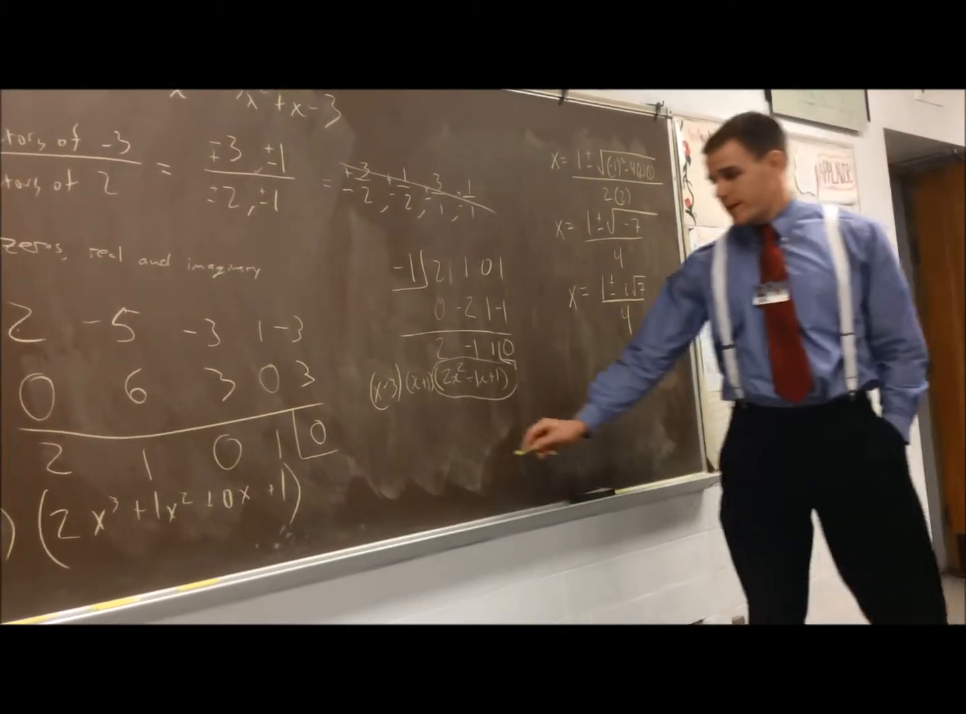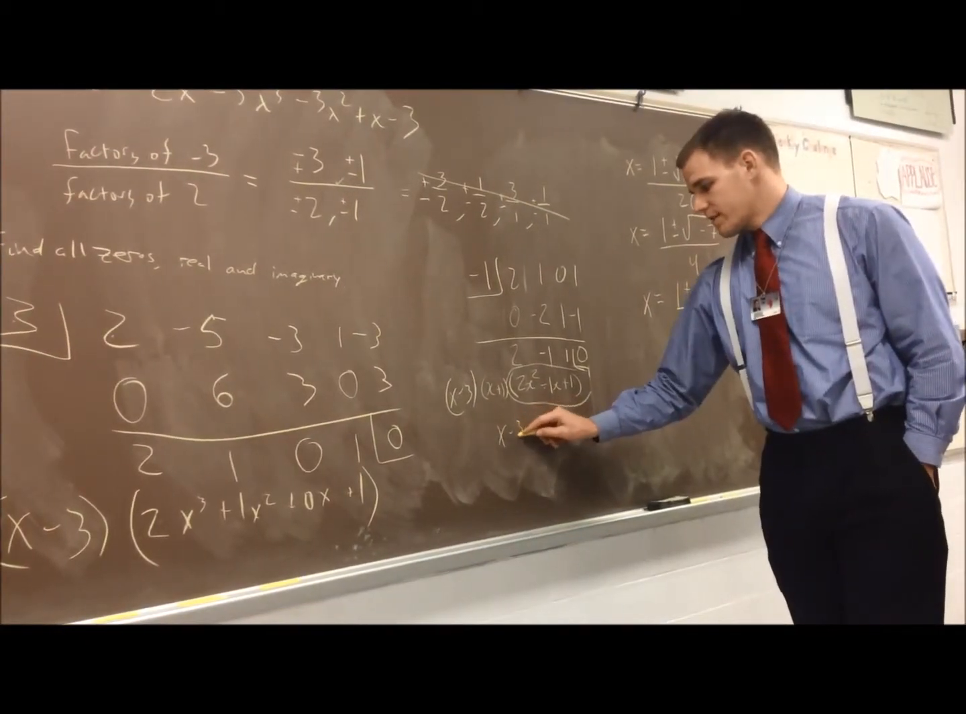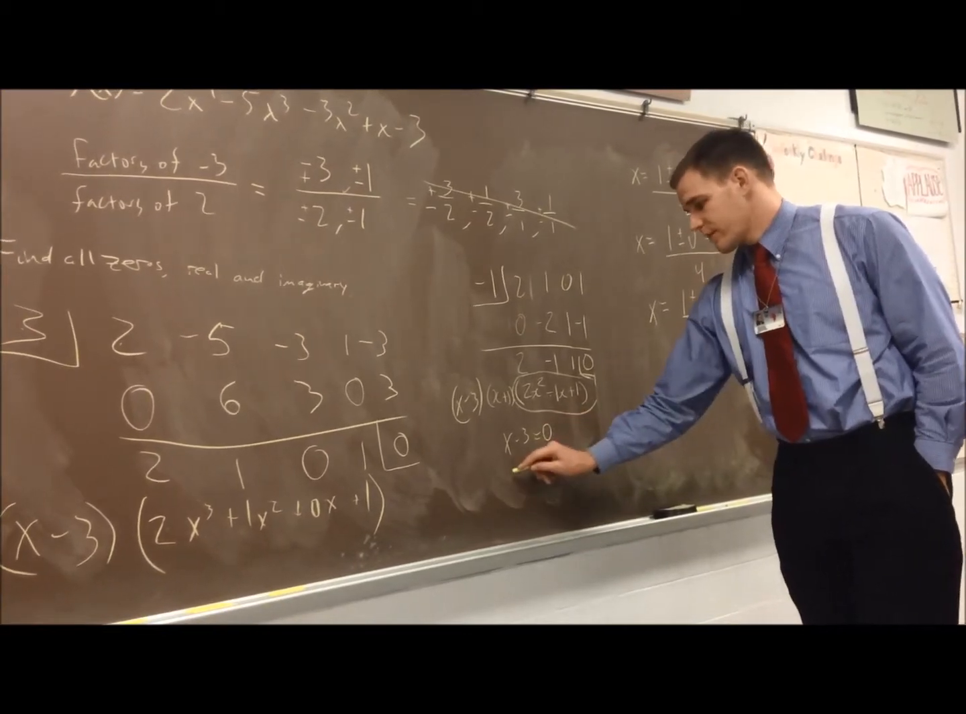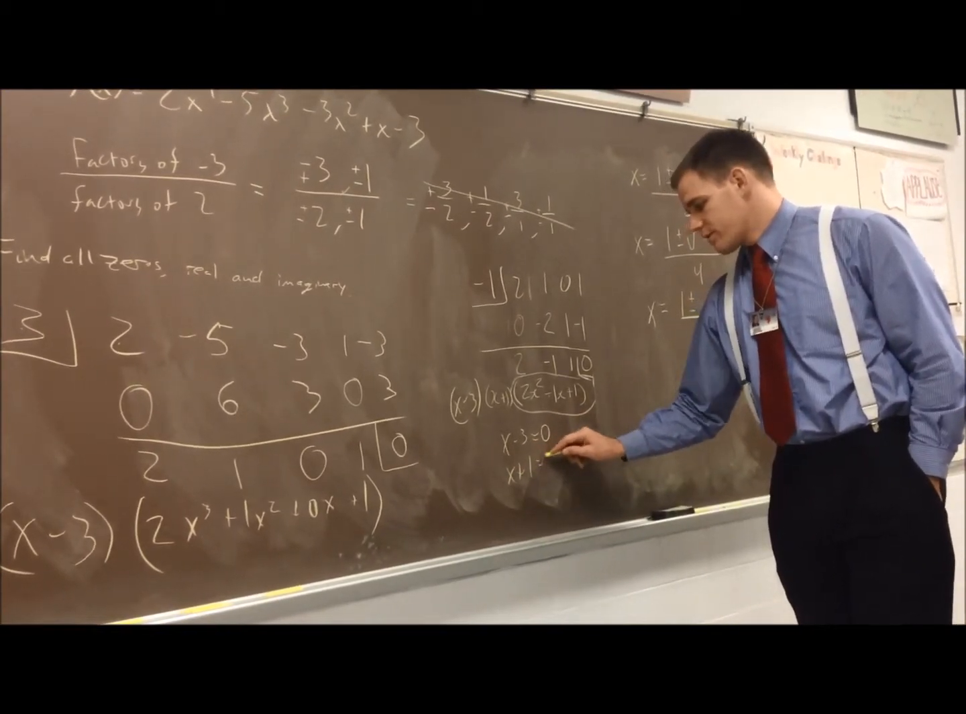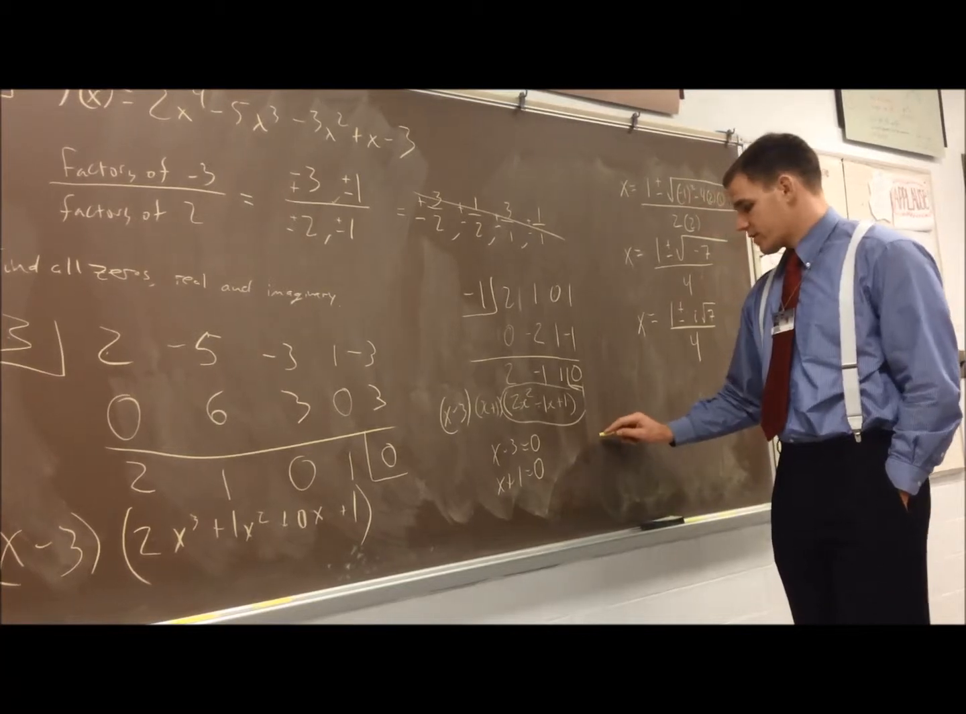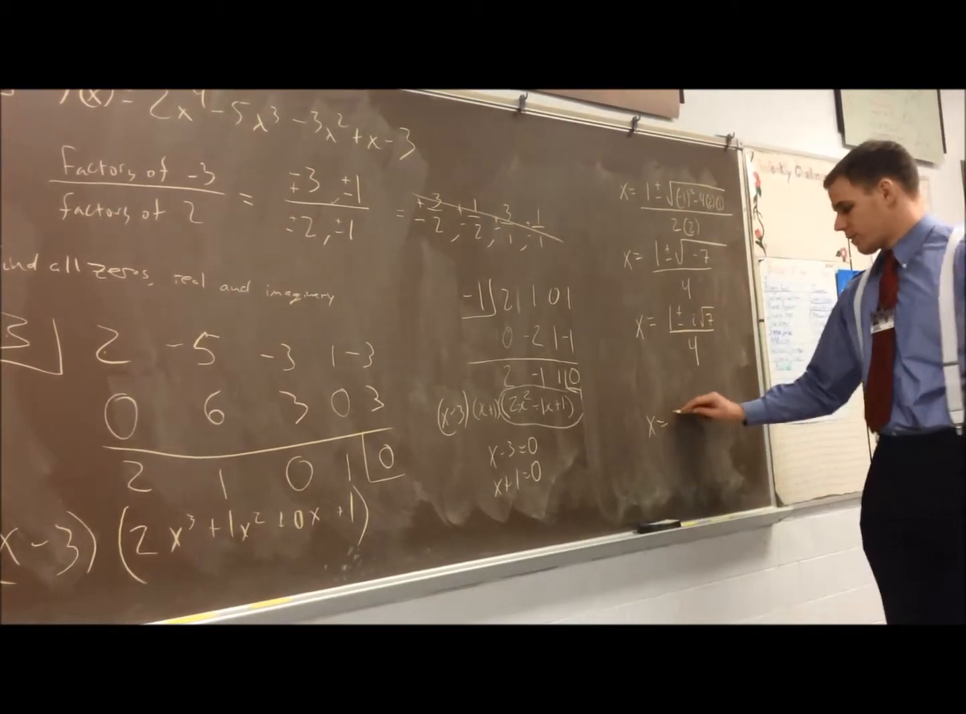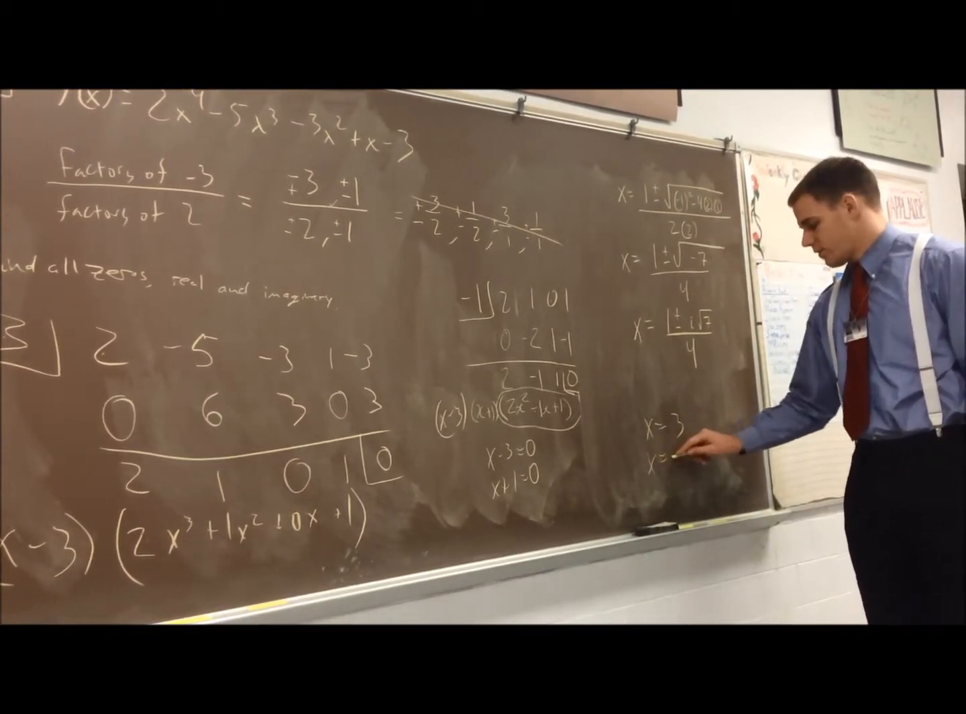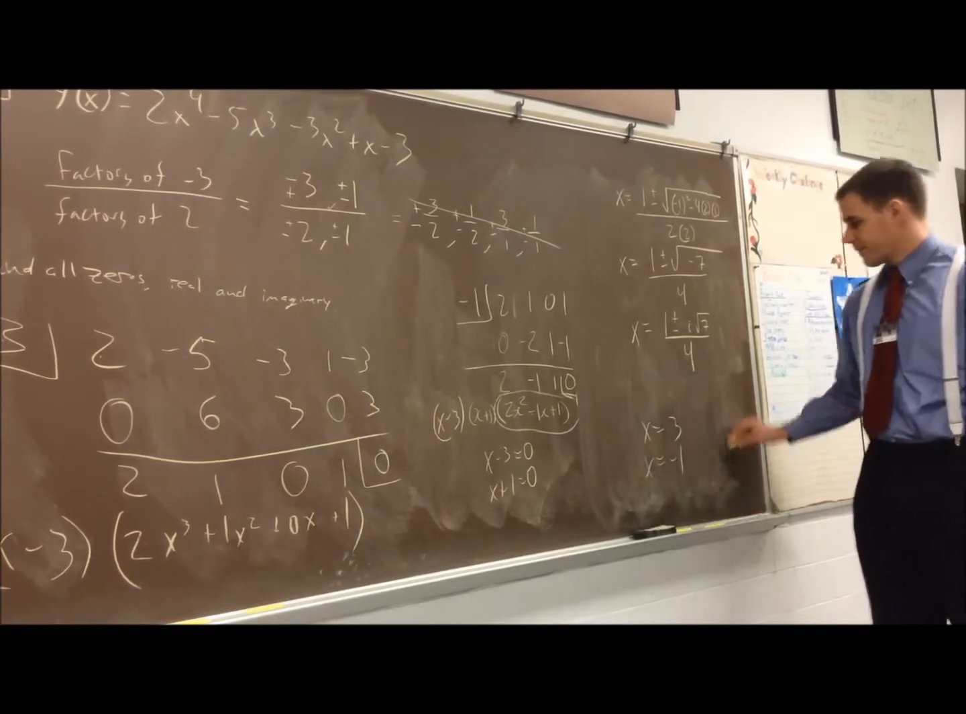The other 2 zeros we have to find, of course, would be x minus 3 equals 0 and x plus 1 equals 0, which is going to give us x is equal to 3 and x is equal to negative 1.